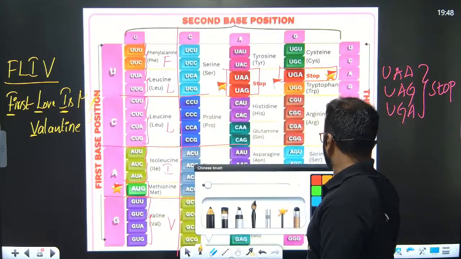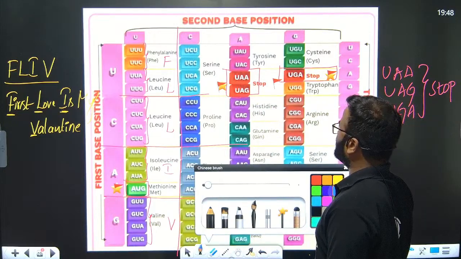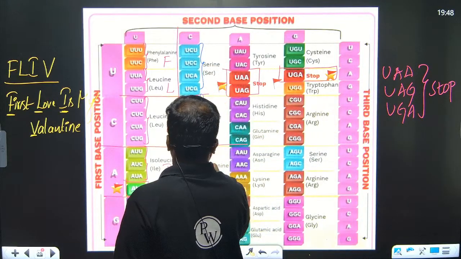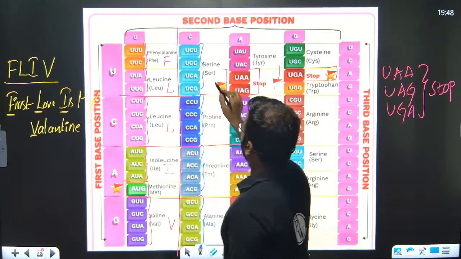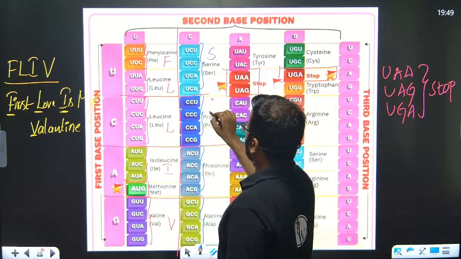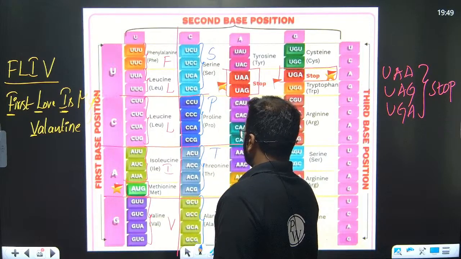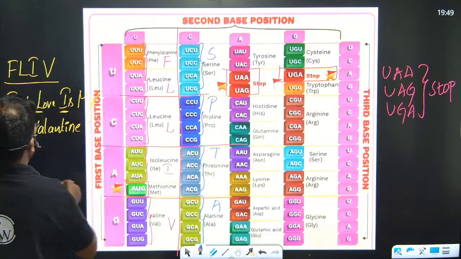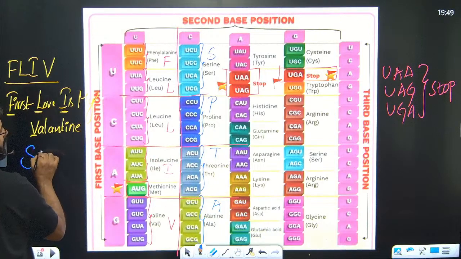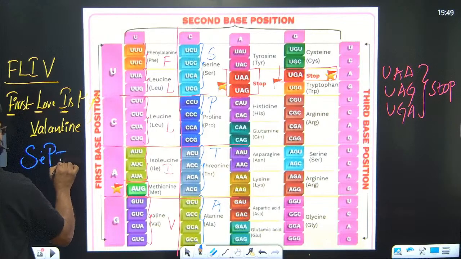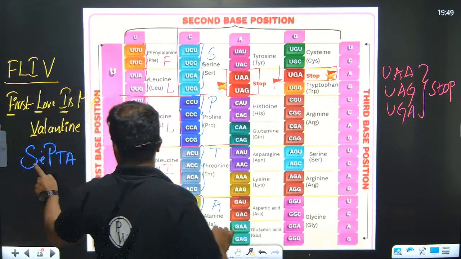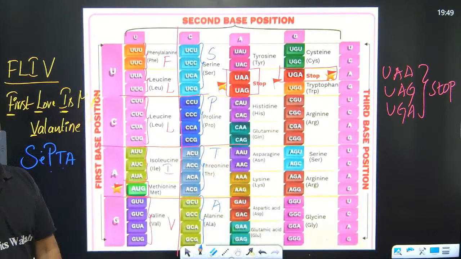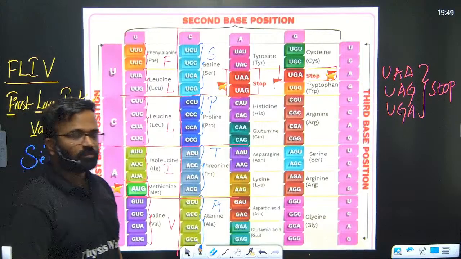For example, I can use a different mnemonic for this. All these 4 code for one amino acid each. What are these? Serine, S, proline, P, threonine, T, alanine, A. So the mnemonic for this second one is SEPTA: serine, proline, threonine and alanine. This is how you can develop your own mnemonics.